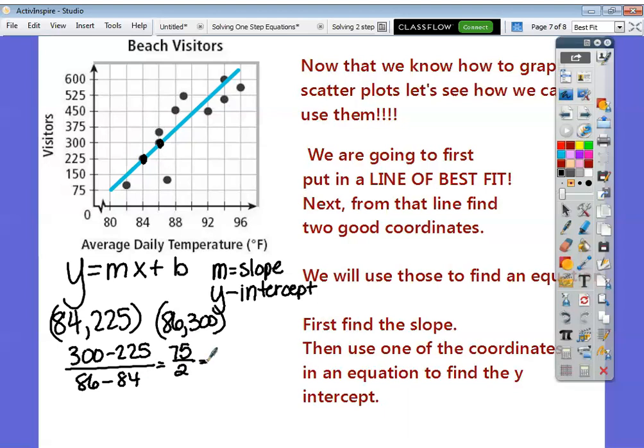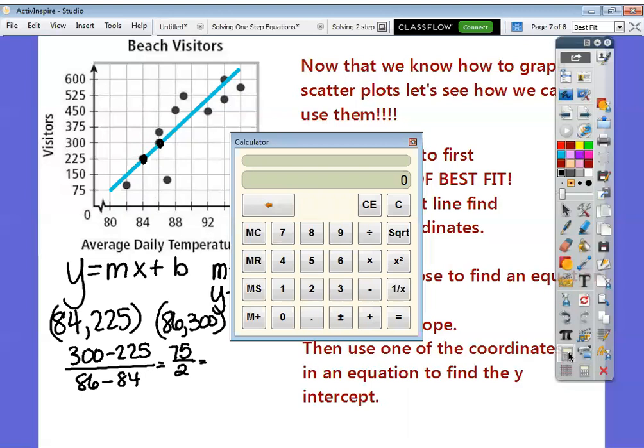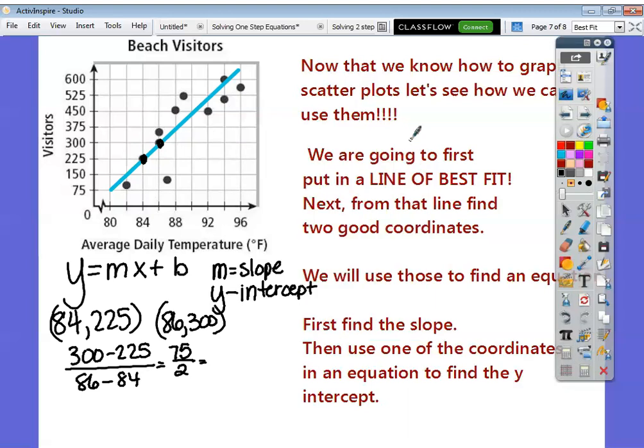75 over 2 would reduce down to, oh, what is it? You know what? My brain is really not functioning so well today. So 75 divided by, where's my division sign? That must be it, I think. 2 comes out to be, okay, that's what I thought, 37.5.